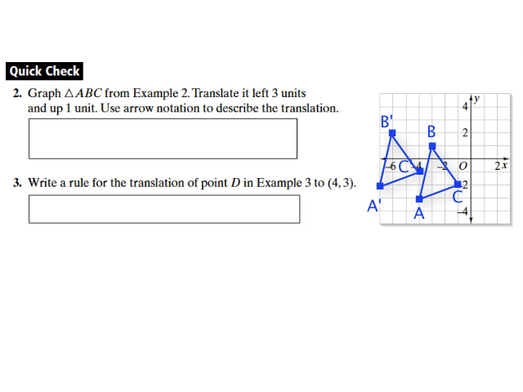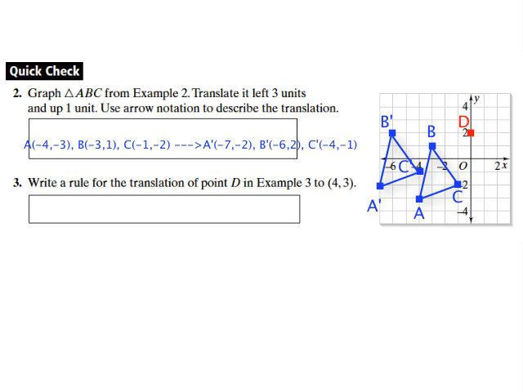Again, connect all the lines to form the triangle, and we're ready to write down the arrow notation to describe the translation. The arrow notation would be A (-4, -3), B (-3, 1), C (-1, -2) becomes A prime (-7, -2), B prime (-6, 2), and C prime (-4, -1).